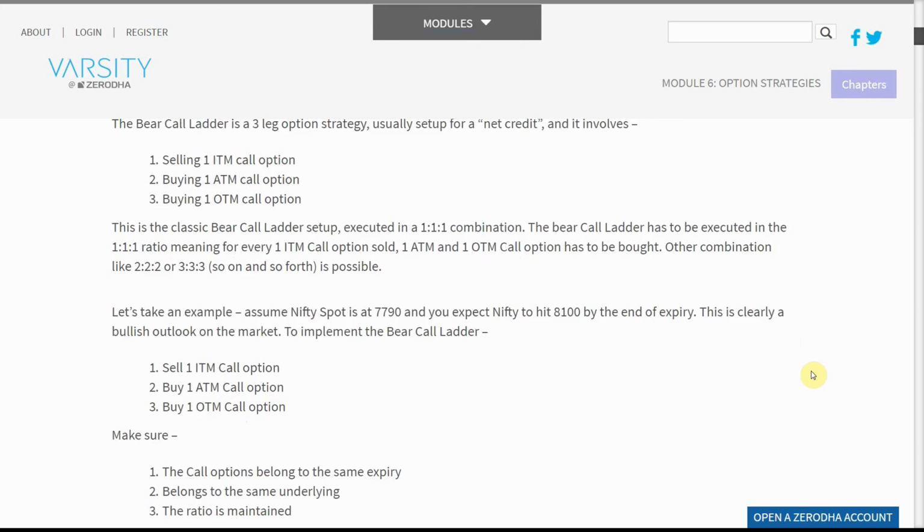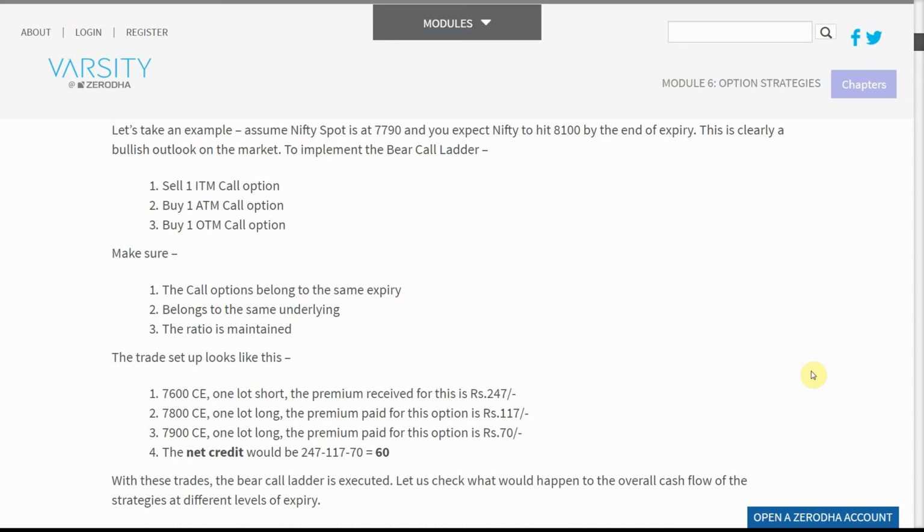Let's take an example. Assume Nifty spot is at 7,790 and you expect Nifty to hit 8,100 by the end of expiry. This is clearly a bullish outlook on the market. To implement the bear call ladder, sell 1 ITM call option. Buy 1 ATM call option. Buy 1 OTM call option. Make sure the call options belong to the same expiry, belong to the same underlying, and the ratio is maintained. The trade setup looks like this.